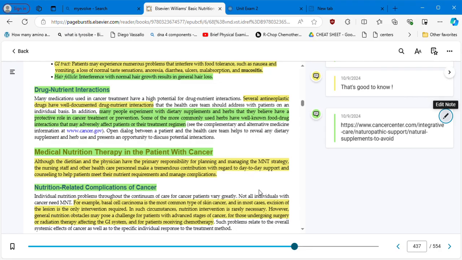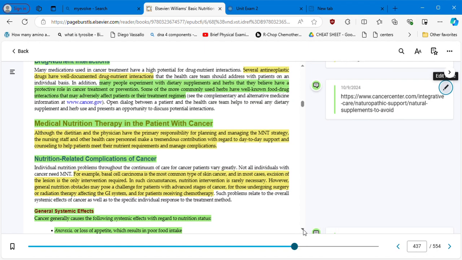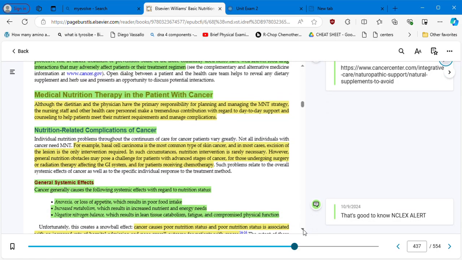Although the dietitian and the physician have the primary responsibility for planning and managing the medical nutritional therapy strategy, the nursing staff and other healthcare personnel make a tremendous contribution with regard to day-to-day support and counseling to help patients meet their nutrition requirements and manage complications.